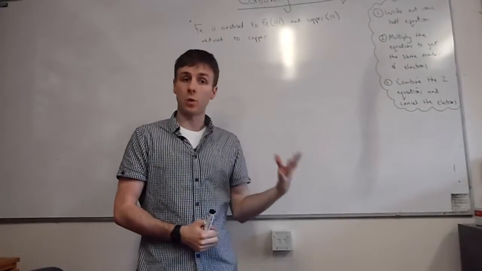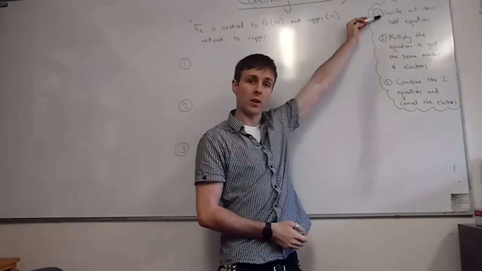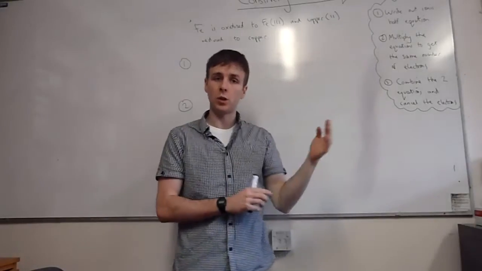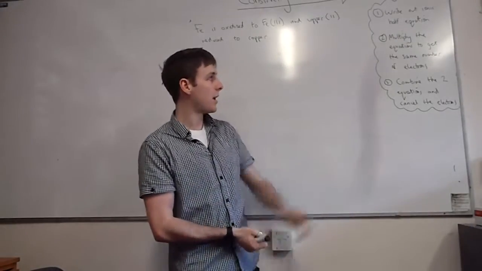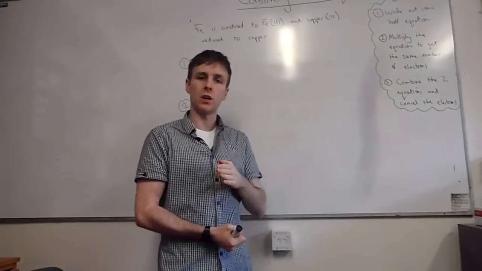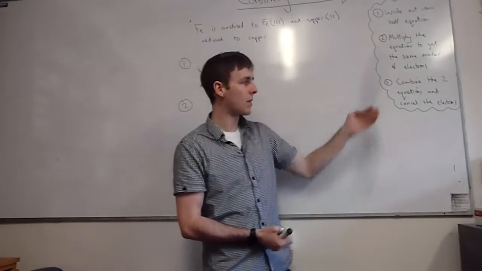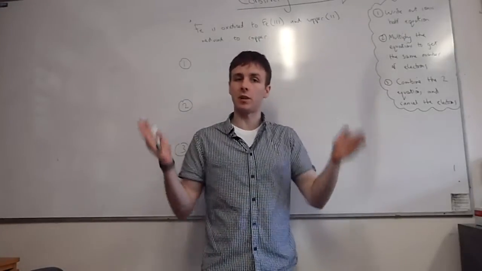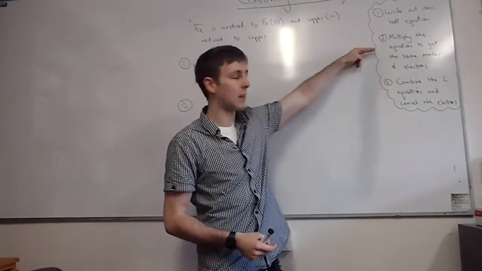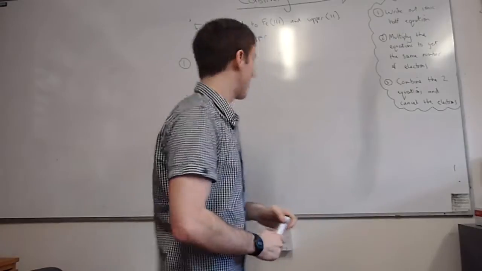Now there's 3 steps to what you need to do to balance a redox equation. First of all, we write out the ionic half equations, and you need to do 2, 1 for each species. Then we multiply each equation to get the same number of electrons in each equation, and I'll explain what that means in a second. We then combine the 2 equations and cancel out the electrons on either side, because if you've done step 2 properly, you should have the same amount on either side. So first of all, let's look at our question.